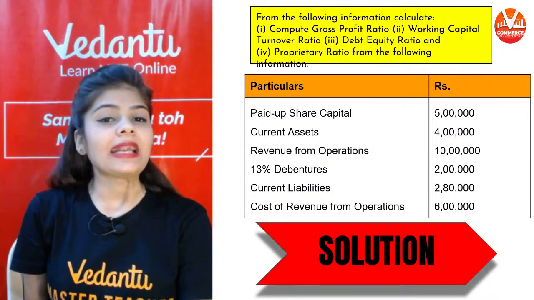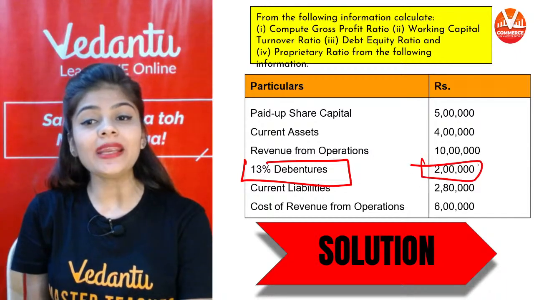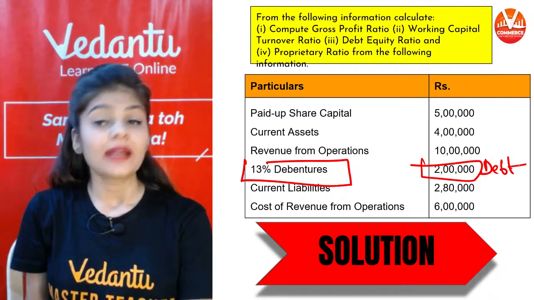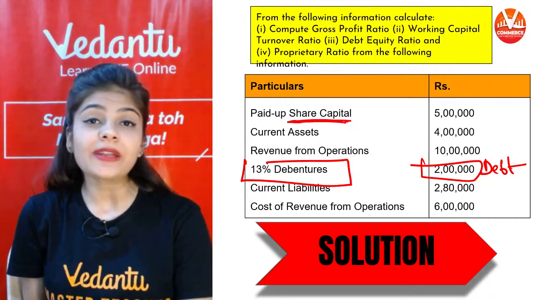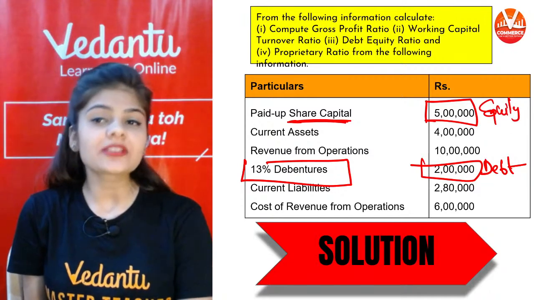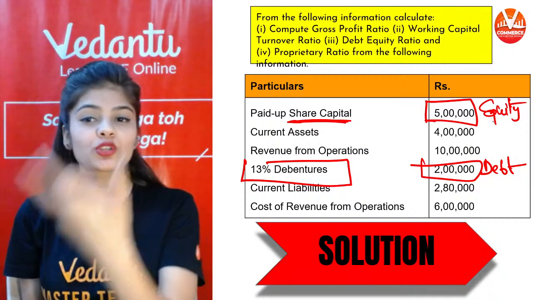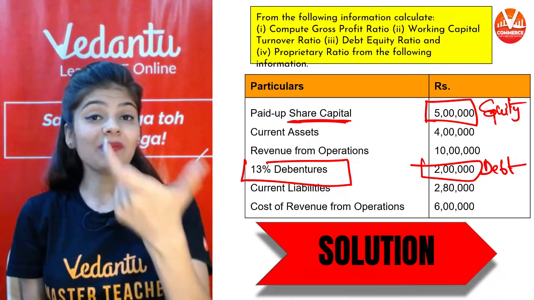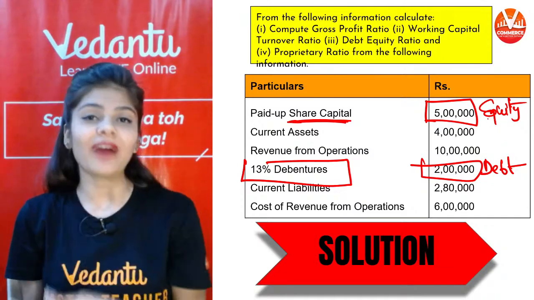Debt means debenture. So debt will be 2 lakh. And equity means share capital. So equity will be 5 lakh. Debt means non-current liability. So debt is 2 lakh. Equity means shareholder fund, share capital. So equity is 5 lakh.